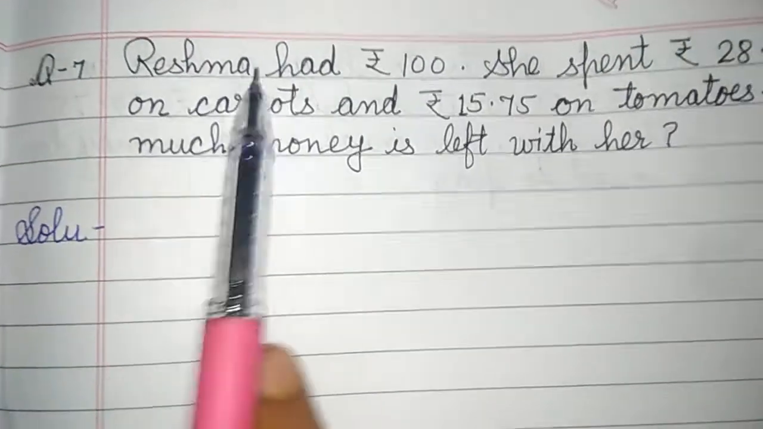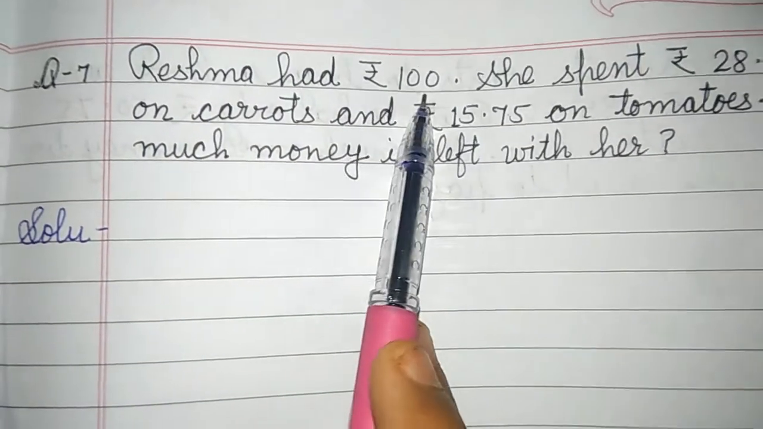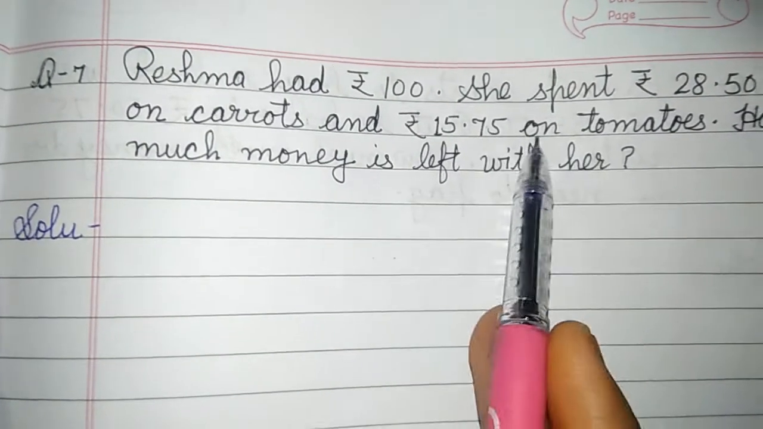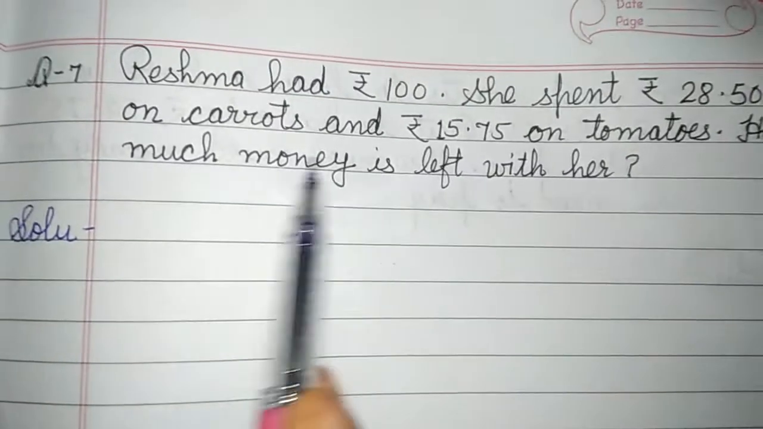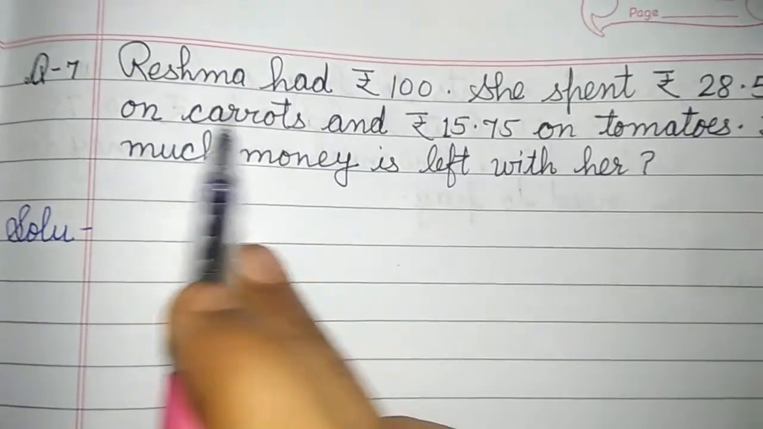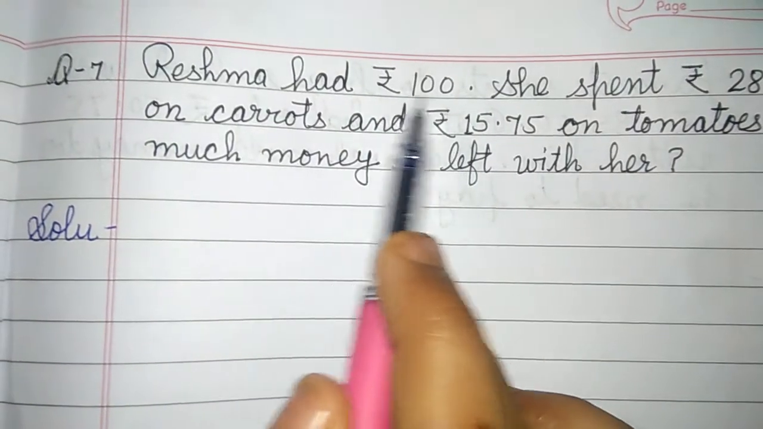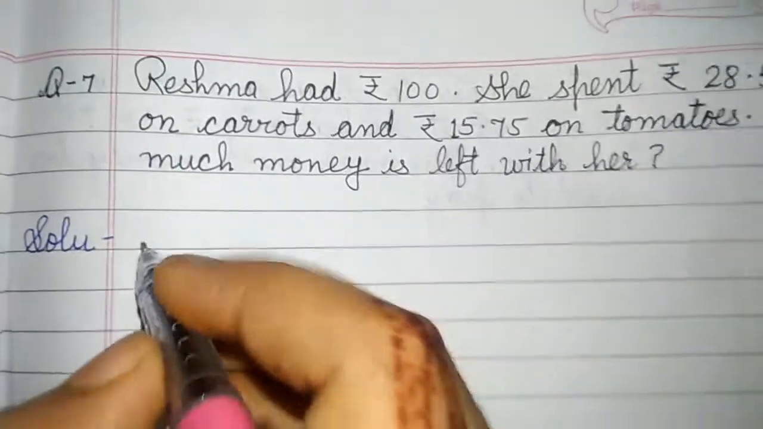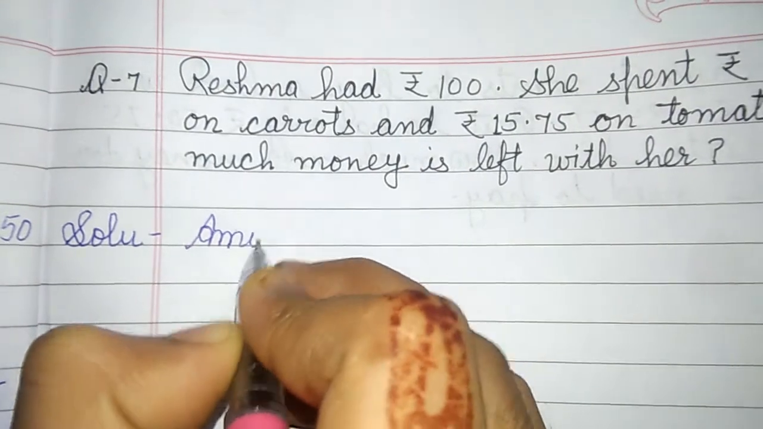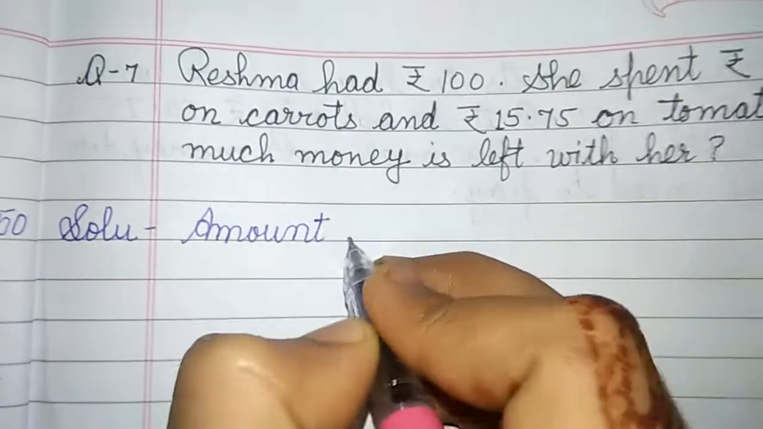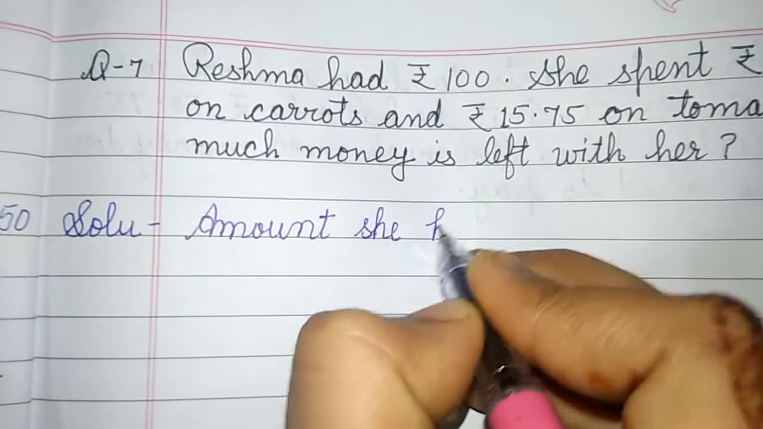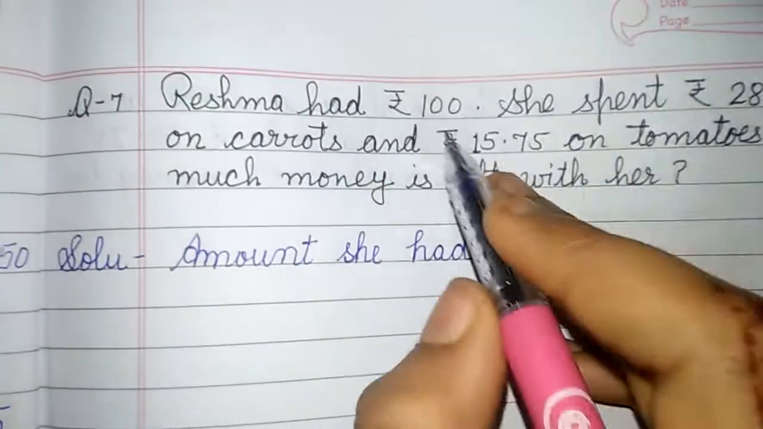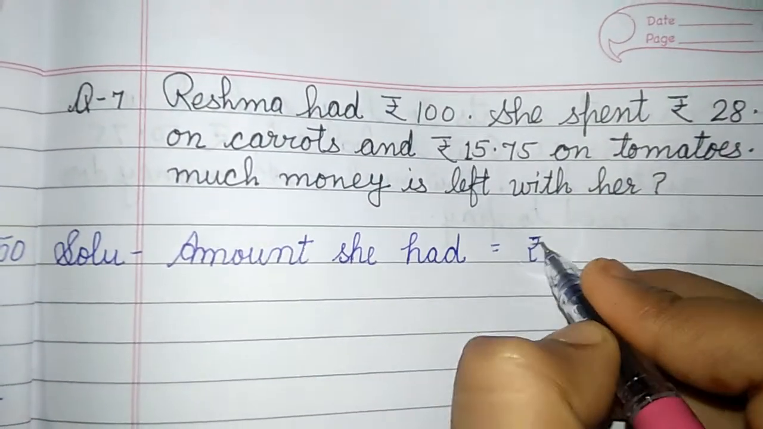Next, question 7. The problem is: Resma had rupees 100. She spent rupees 28.50 on carrots and rupees 15.75 on tomatoes. How much money is left with her? In this question, first of all we have to write the total amount that Resma had, and this will be our first statement. So we will write here the total amount she had: rupees 100.